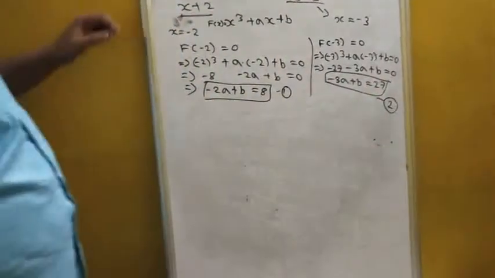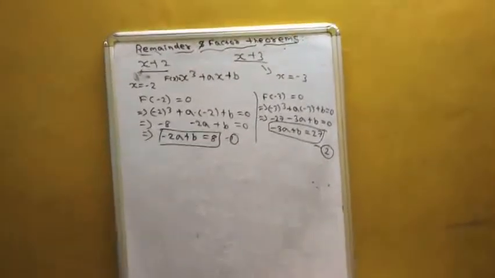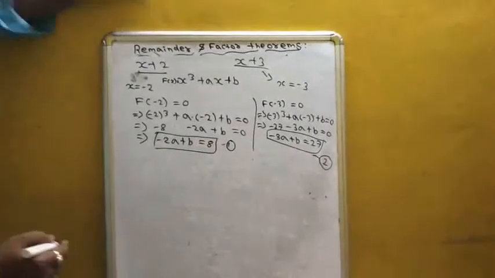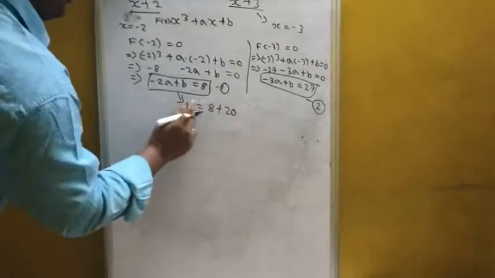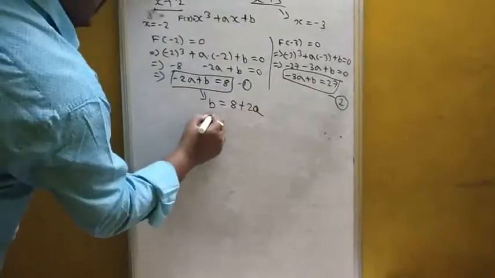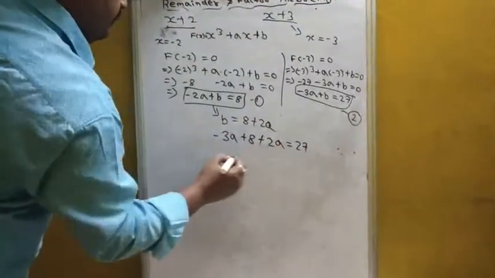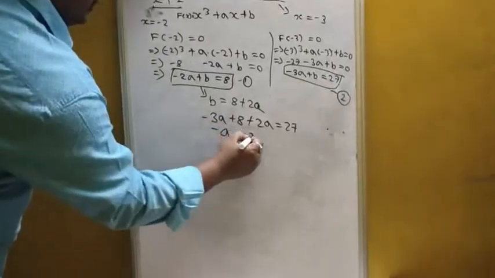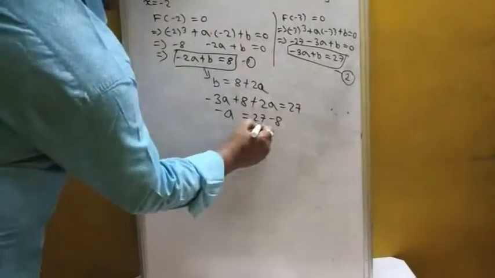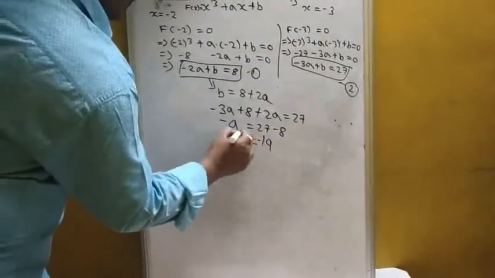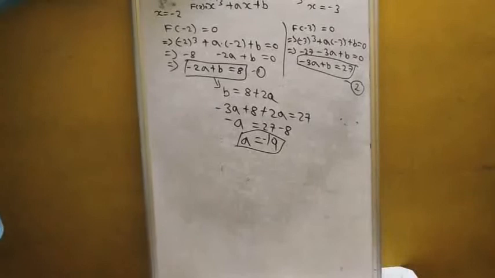You know the substitution method, elimination method, cross multiplication method. Whatever method you want, you can solve. I want to use the substitution method, so I find b equals 8 plus 2a. I put this value here: minus 3a plus 8 plus 2a equals 27. So minus a equals 27 minus 8, which is 19. So a equals minus 19. Yes or no?